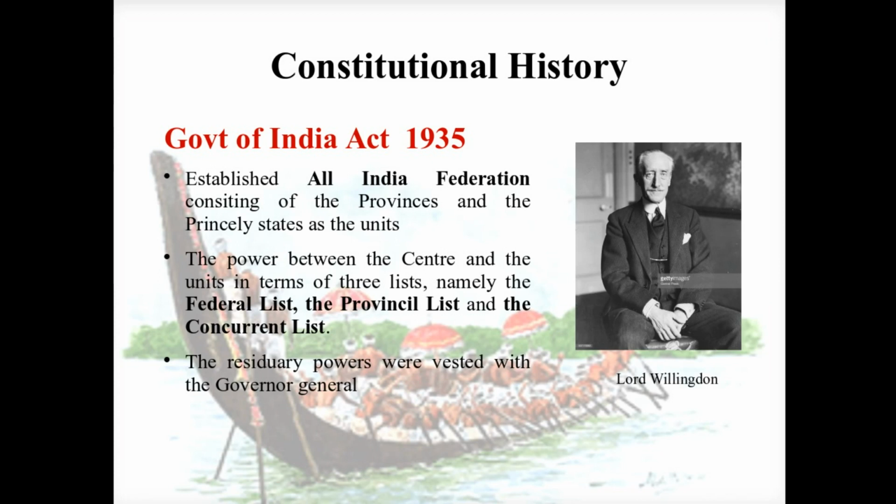This act ended the system of diarchy introduced by the Government of India Act 1919 and provided for the establishment of a Federation of India to be made up of provinces of British India and some or all of the princely states. The power between the centre and the units was divided in terms of 3 lists, namely the federal list, the provincial list, and the concurrent list. The residuary powers were vested with the Governor General.